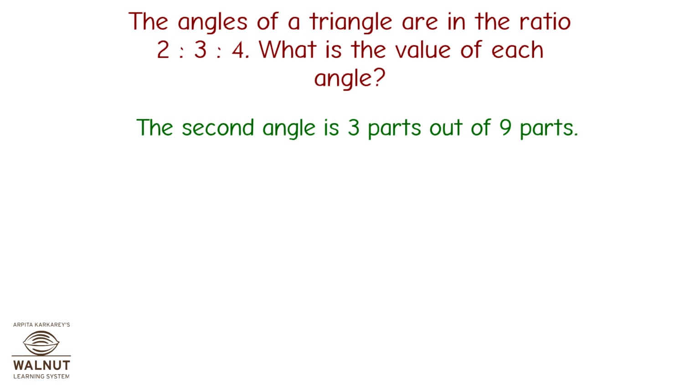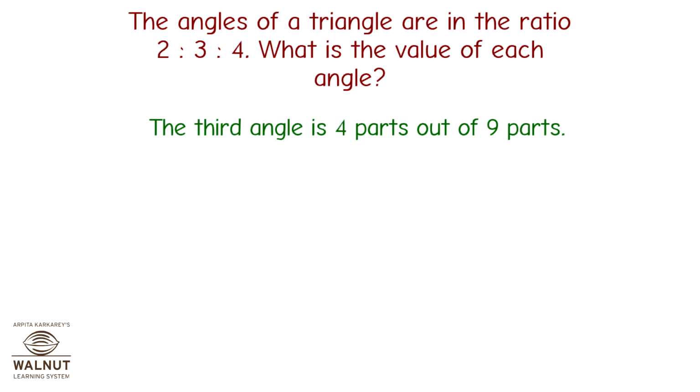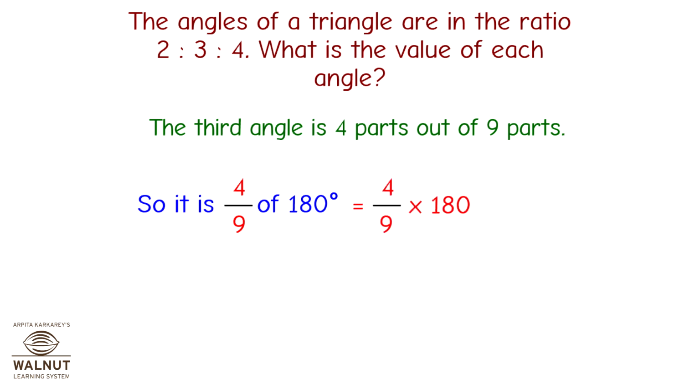The second angle is 3 parts out of 9 parts. So it is 3 upon 9 of 180 degrees. That is equal to 3 upon 9 into 180. That is equal to 3 into 20 is equal to 60 degrees. The third angle is 4 parts out of 9 parts. So it is 4 upon 9 of 180 degrees. That is equal to 4 upon 9 into 180. That is equal to 4 into 20. That is equal to 80 degrees.